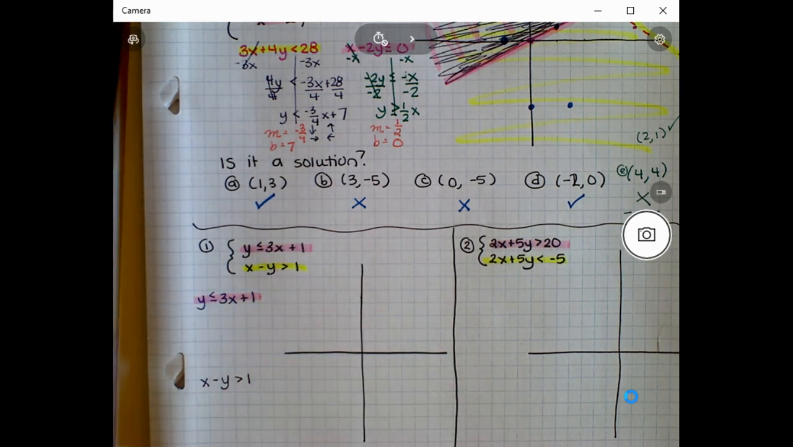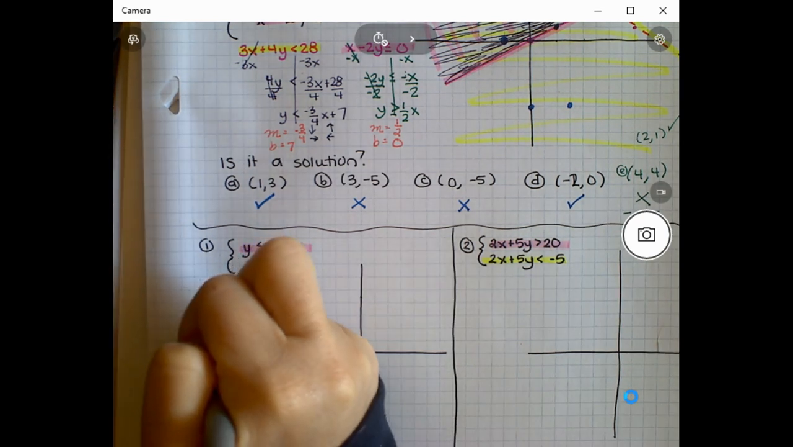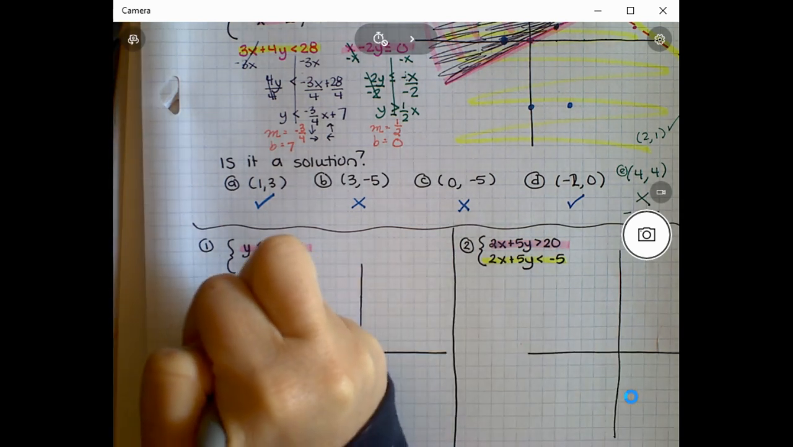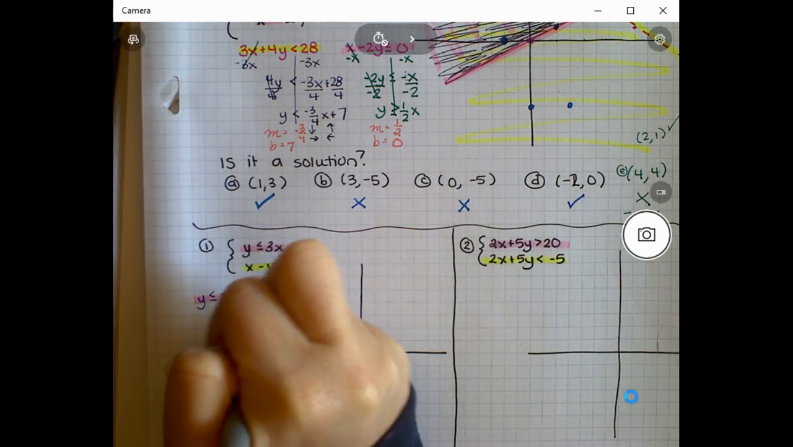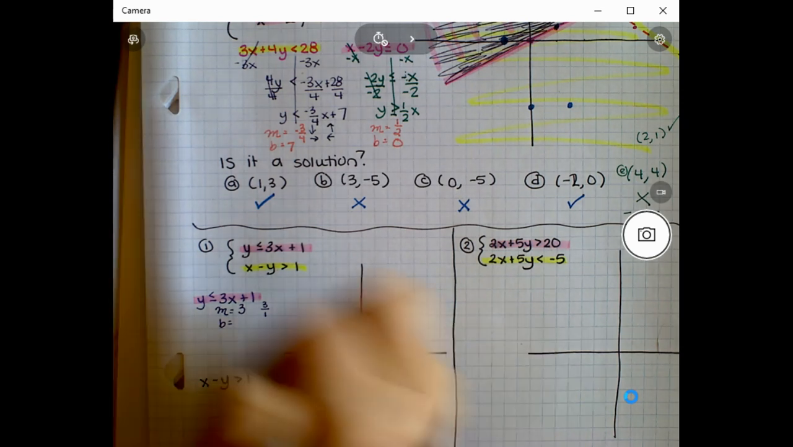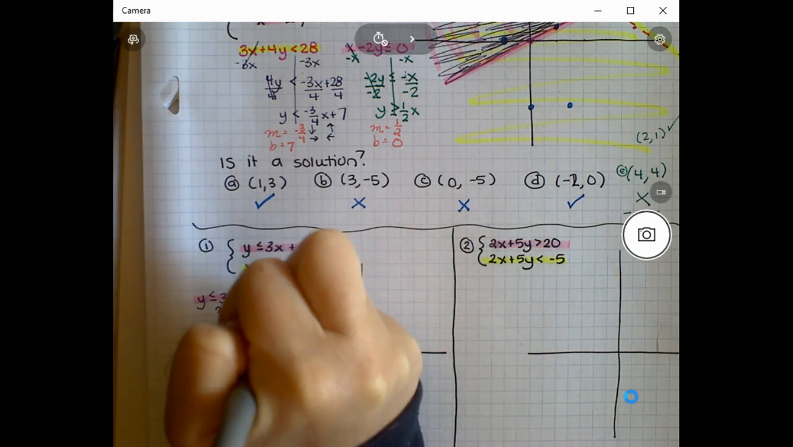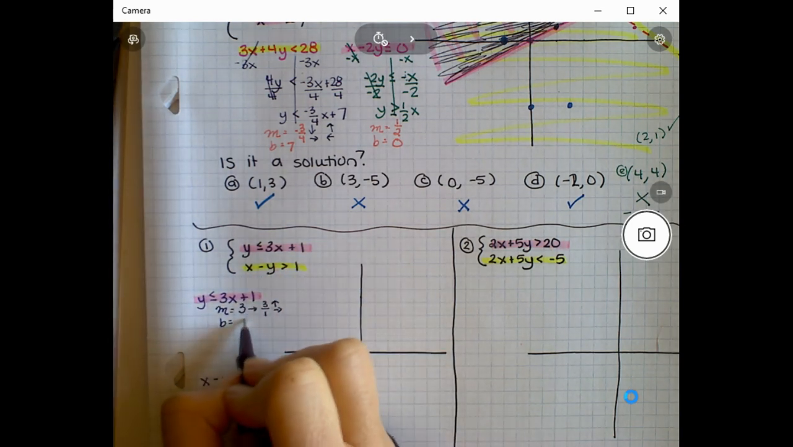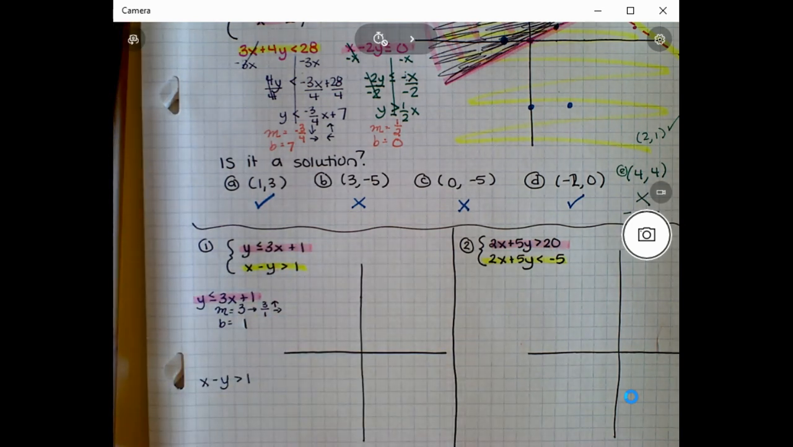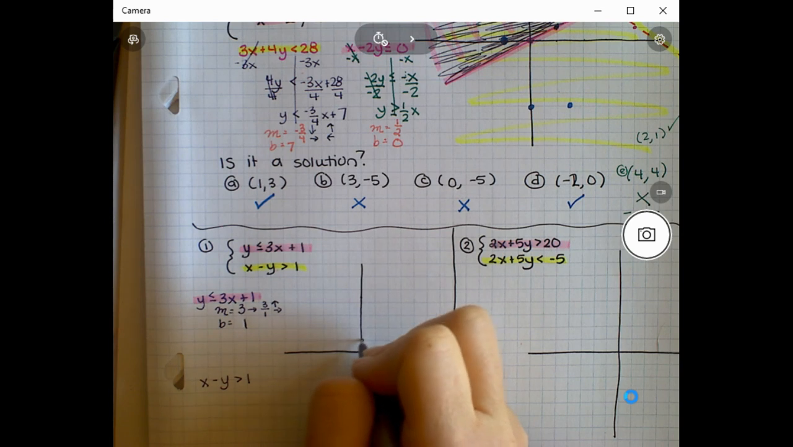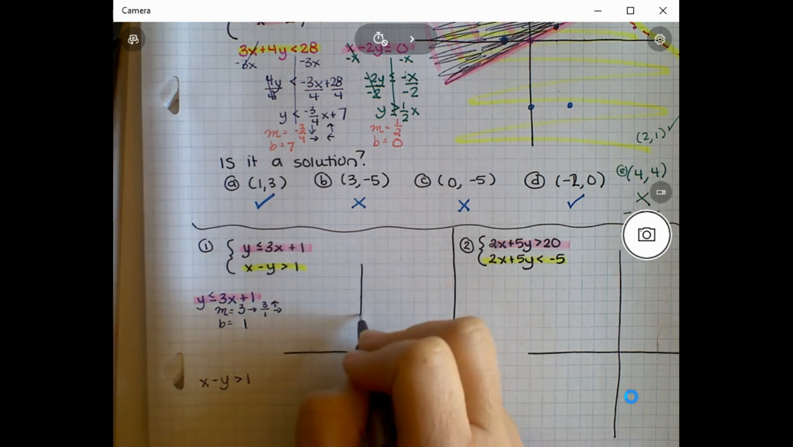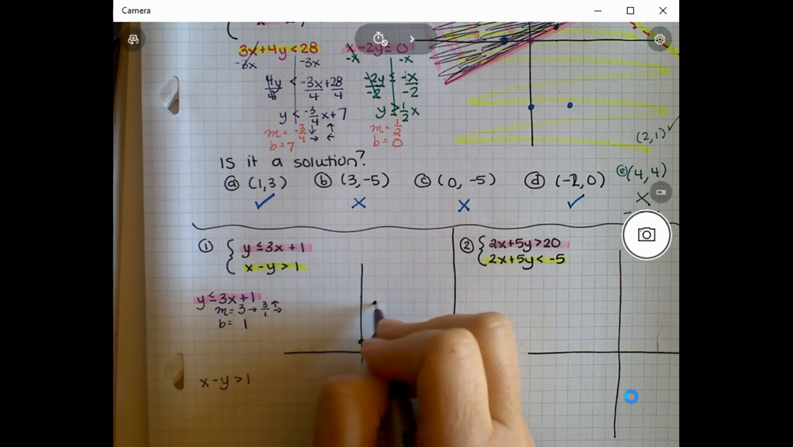So we can just pick out the slope and the y-intercept and graph it. The slope is 3, which we like to write as 3 over 1, just to keep it consistent. Up 3 over 1. And the y-intercept is 1. So I'm going to go ahead and graph that one right now. Y-intercept is 1. The slope is 3 over 1. 1, 2, 3.